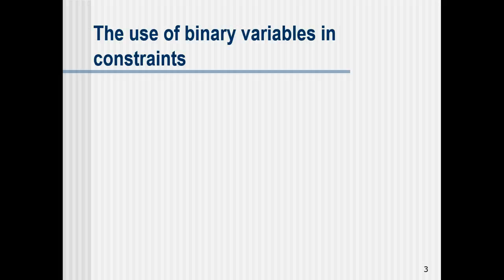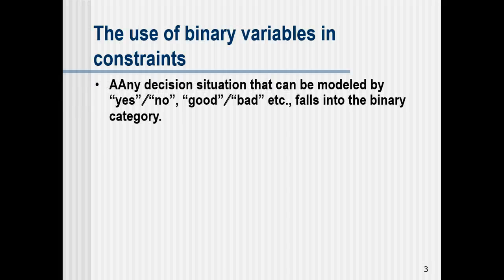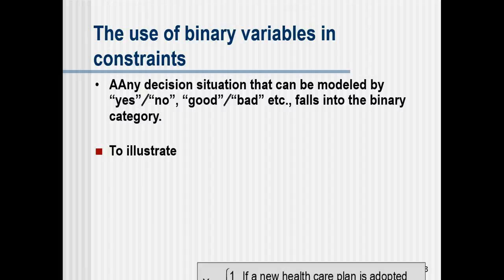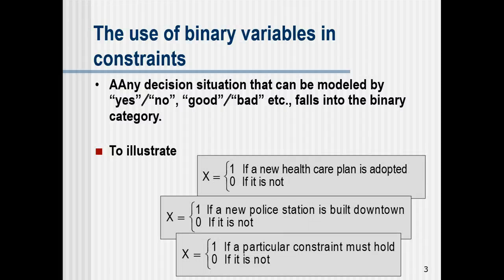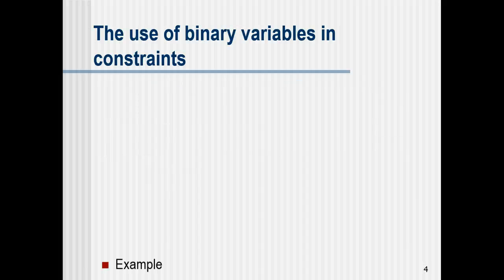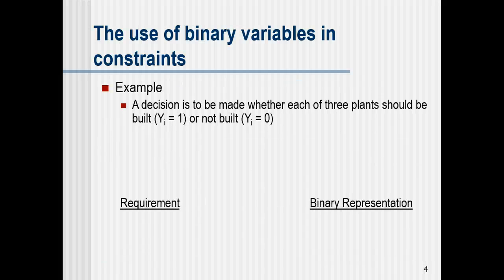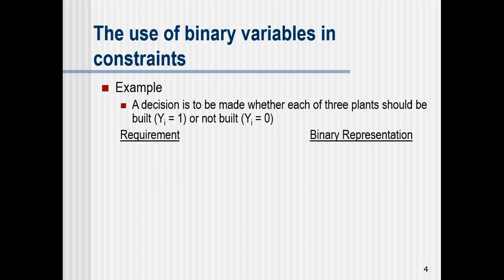A couple things. Let's take a look at the slides, and then I'm going to deviate from the slides a little bit. Any decision situation that can be modeled yes, no, good, bad falls into the binary category. X1: if a new healthcare plan is adopted, it's a 1. If it's not, it's a 0. If a new police station is built downtown, it's a 1. If it's not, it's a 0. If a particular constraint must hold, it's a 1. If not, it's a 0. Okay, so let's take a look at some examples.